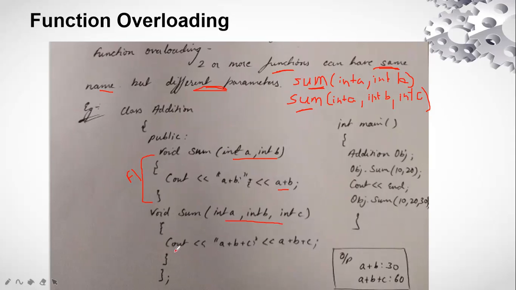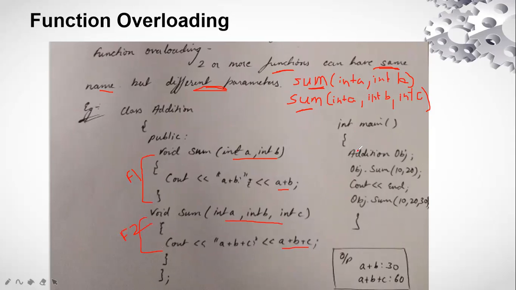It will give the printout that is cout << "a plus b", and it will give you the value of a plus b plus c. Curly braces close, closing of function and closing of class with the semicolon, right? So this is another function. Now you can see in the same class we have two functions with the same name.